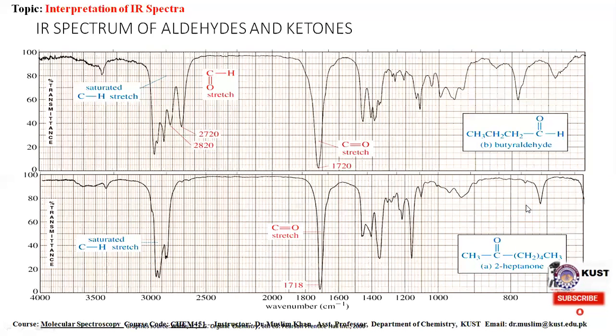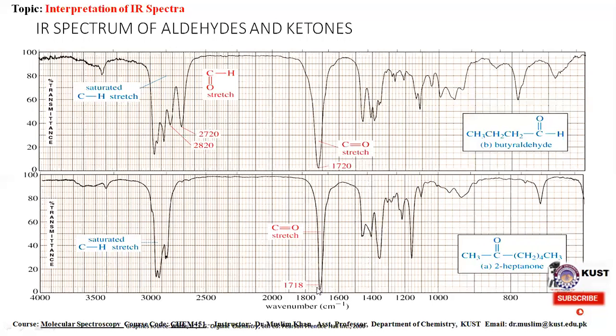So what is the difference between these? Till here, the spectra are quite similar. You can see it, the spectra are quite similar, but the difference is here. This carbon-hydrogen stretch is present in aldehyde, while in the ketonic group this region is not present.